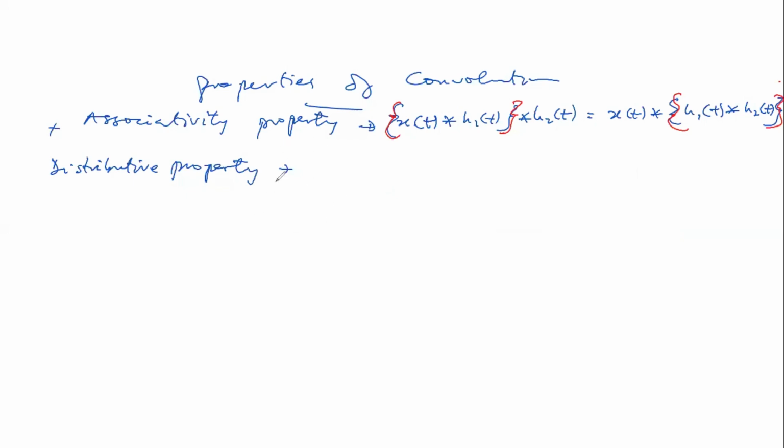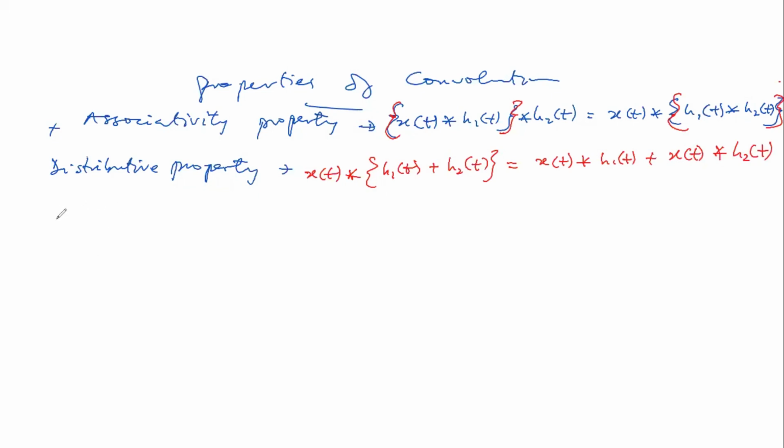For the distributivity, we say that s of t convolved with the sum h1 of t plus h2 of t is going to be the same as s of t convolved with h1 of t plus s of t convolved with h2 of t. Okay?